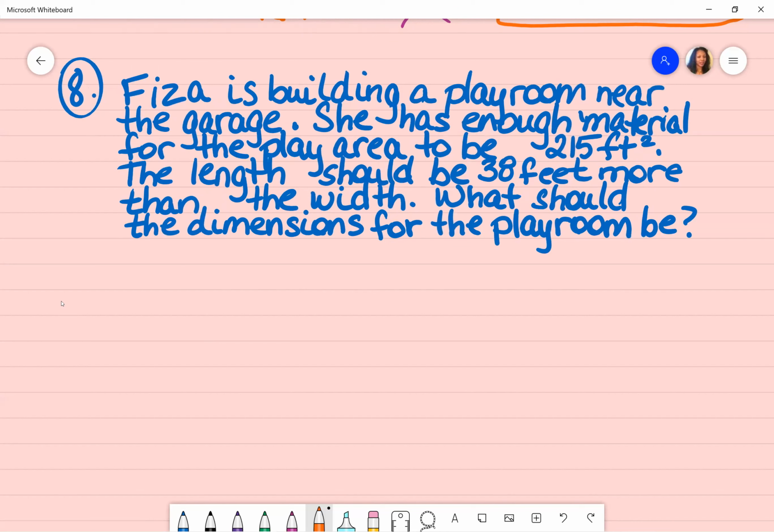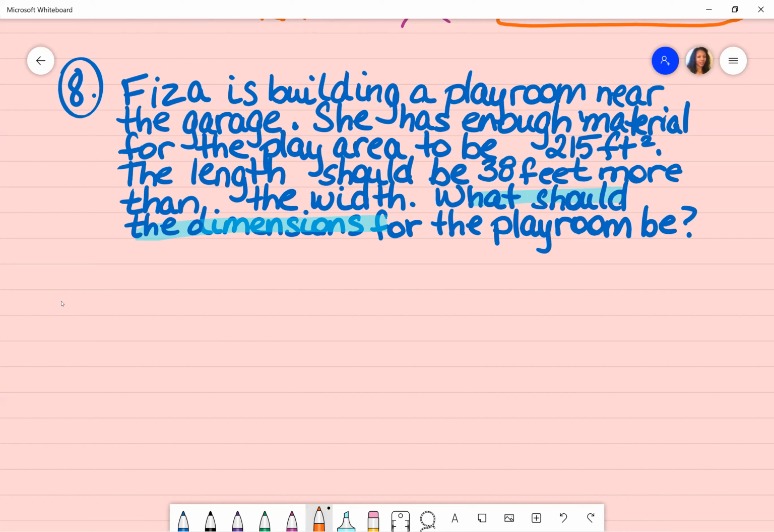The length should be 38 feet more than the width. What should the dimensions for the playroom be? So we're looking for the dimensions. And this is how you set up the problem. Just realize we are still trying to solve. So we know that it's going to be some type of formula where there's an equal sign in it.